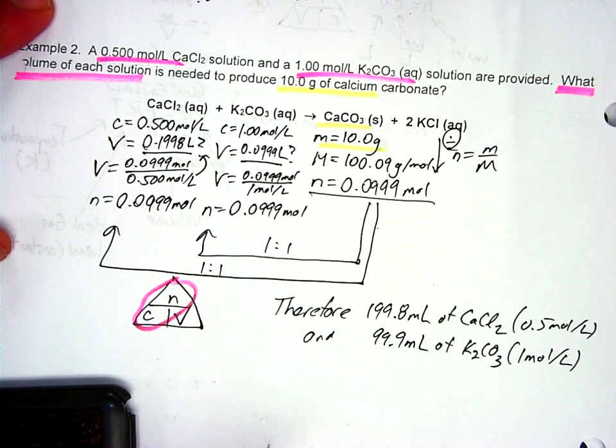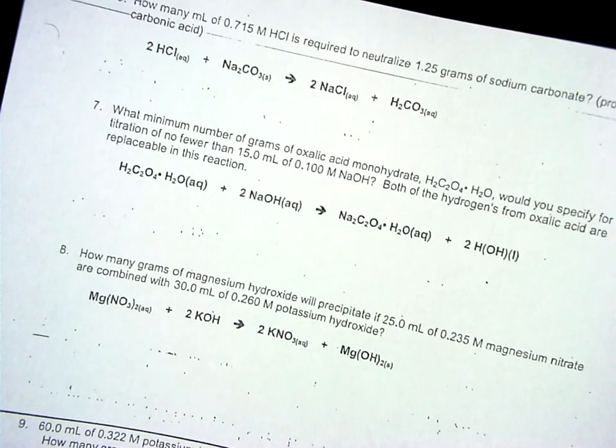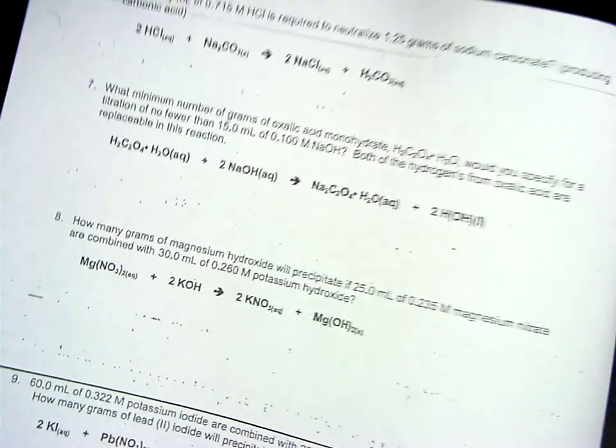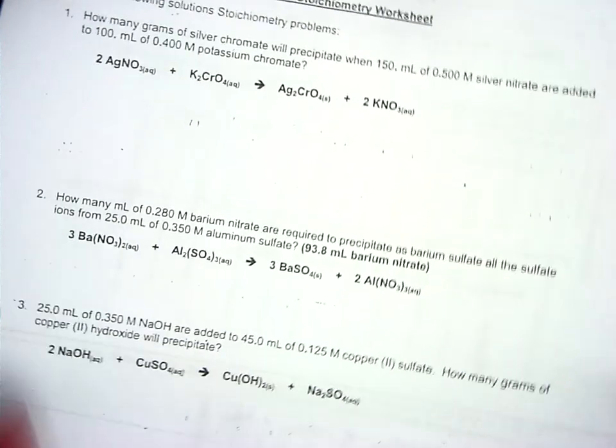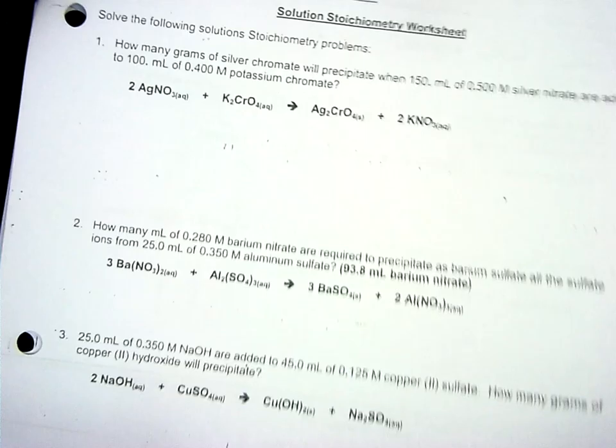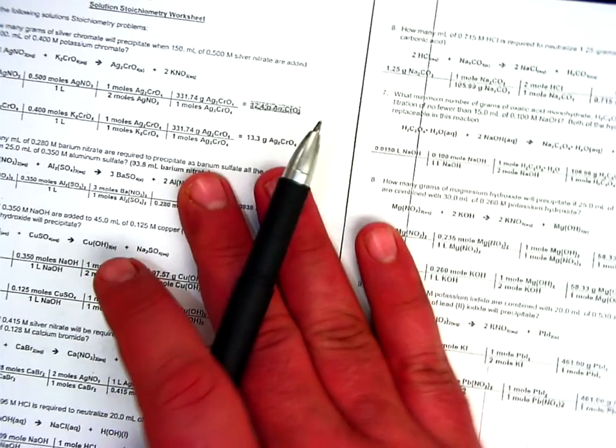Okay, so that's it for this lesson. Try these questions. You can apply any of the other things that we do in stoichiometry to these solution stoichiometry questions: limiting reactants, percent yield, all that kind of stuff. The answers are here too. Okay?